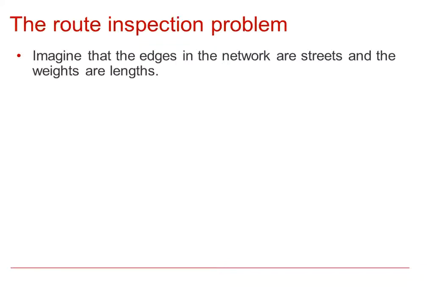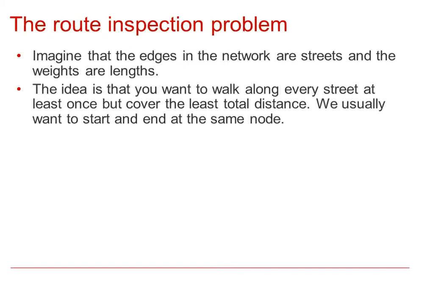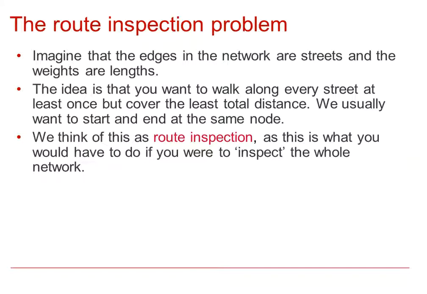So imagine that the edges in the network are streets and the weightings are the lengths of the streets. The idea is that you want to walk along every street at least once, and ideally once if possible, but you want to cover the shortest possible distance. You usually want to start and end at the same node. We think of this as route inspection, as this is what you would do if you wanted to inspect the whole of the network.